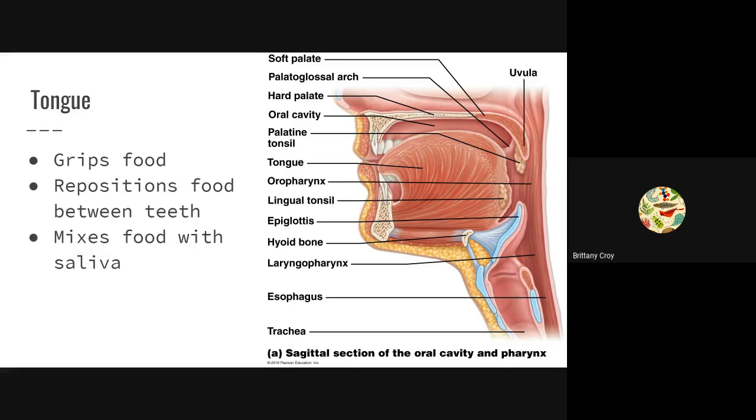And the tongue is important for actually combining the food with saliva. Once the food starts to get broken down and combined with saliva, we call it a bolus. Bolus basically means a wet ball of partially digested food. Lovely, I know.